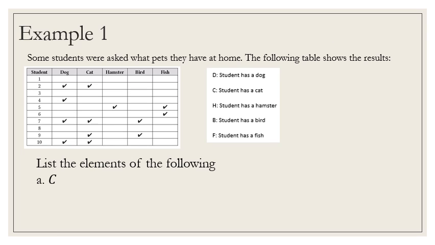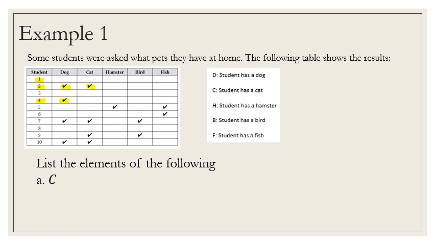Let's practice working with a chart. Our first example: some students were asked what pets they have at home. The following table shows the results. Student number 1 doesn't have any pets at all. Student number 2 has a dog and a cat. Student number 4 has just a dog. So you can see how to read this chart.